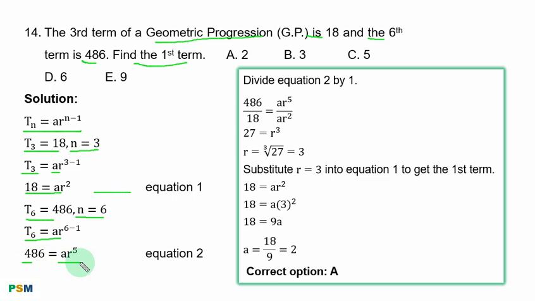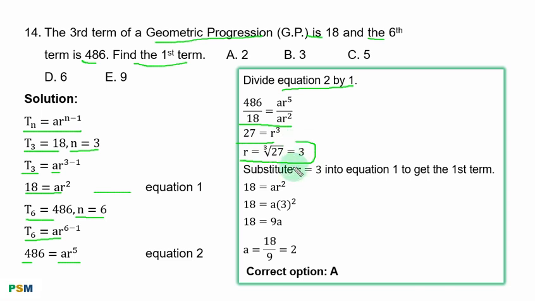There is no way you can get a directly. You have to find the common ratio first before getting the first term. So divide equation 2 by 1 side by side. You have it in this form. You have 27 equal to r cubed. To get r, take the cube root of both sides, and r is equal to 3.